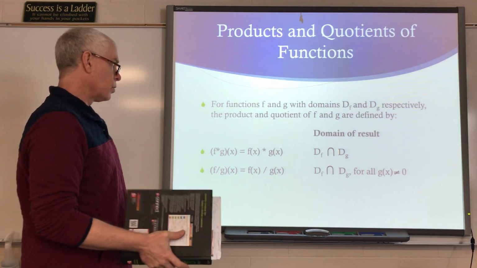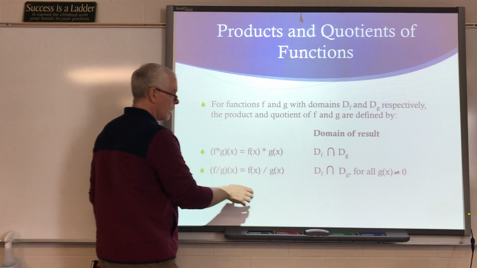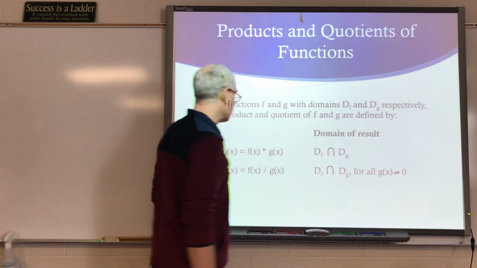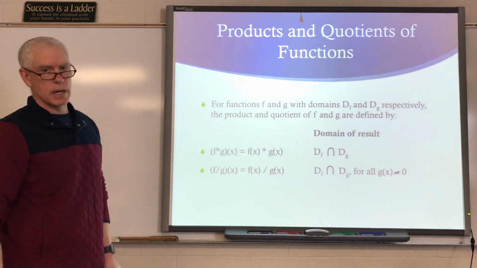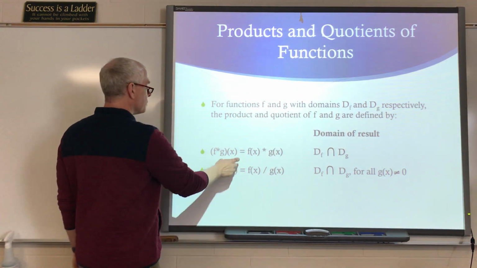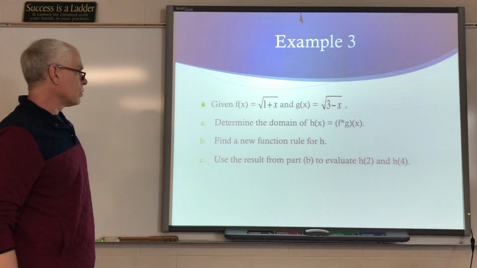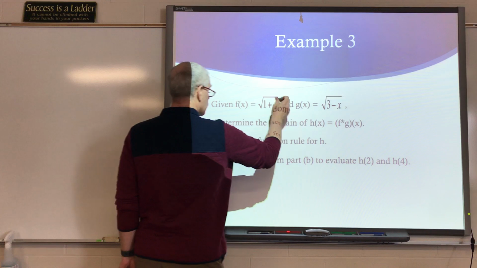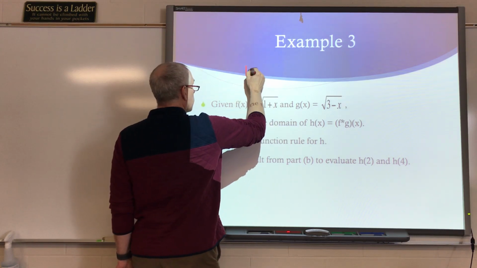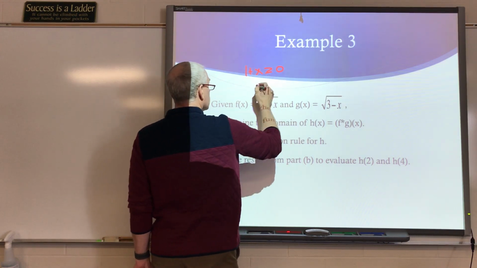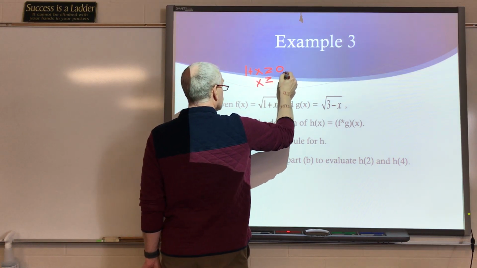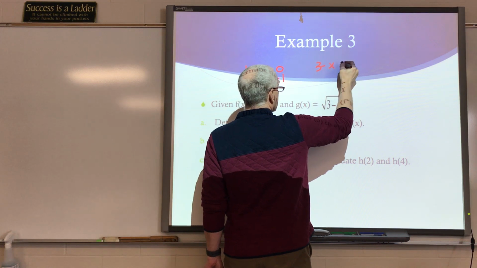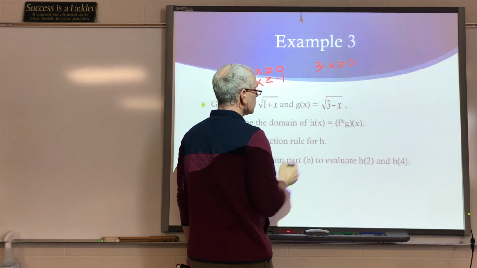Products and quotients, same rules apply, you guys. If I'm multiplying or dividing, the domain is the intersection of the two, with the exception of f divided by g. We have to make sure the denominator isn't 0. We can't divide by 0. Okay? So given those two functions, determine the domain. Okay, so this one, 1 plus x has to be greater than or equal to 0. x is greater than or equal to negative 1. This one, 3 minus x has to be greater than or equal to 0.